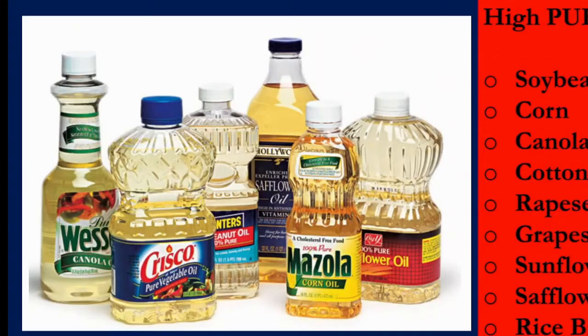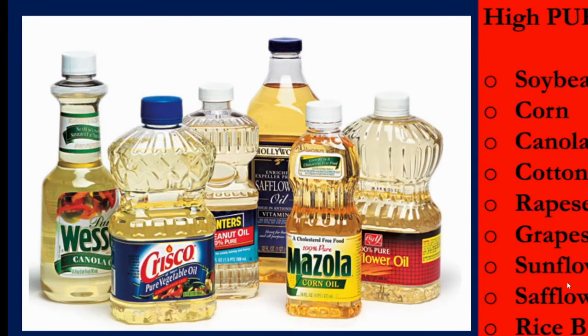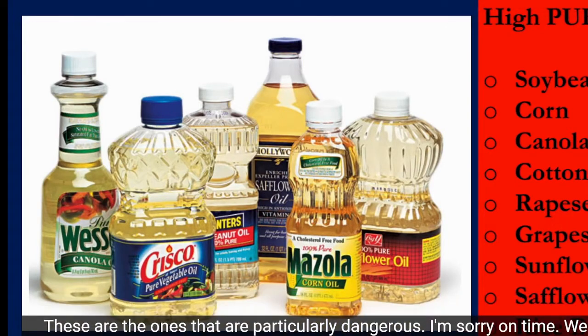Now, here's the dreadful ones. The high PUFA oils: soybean, corn, canola, cottonseed, rapeseed, grapeseed, sunflower, safflower, and rice bran. There, I've said it. If I've said it once, I've said it a million times. These are the ones that are particularly dangerous. I'm sorry, I don't have time. We have to move pretty quickly.